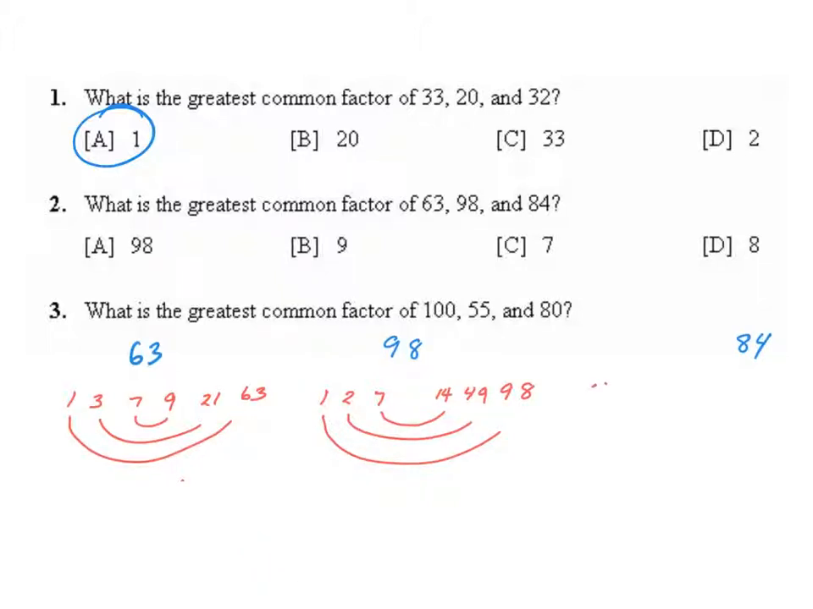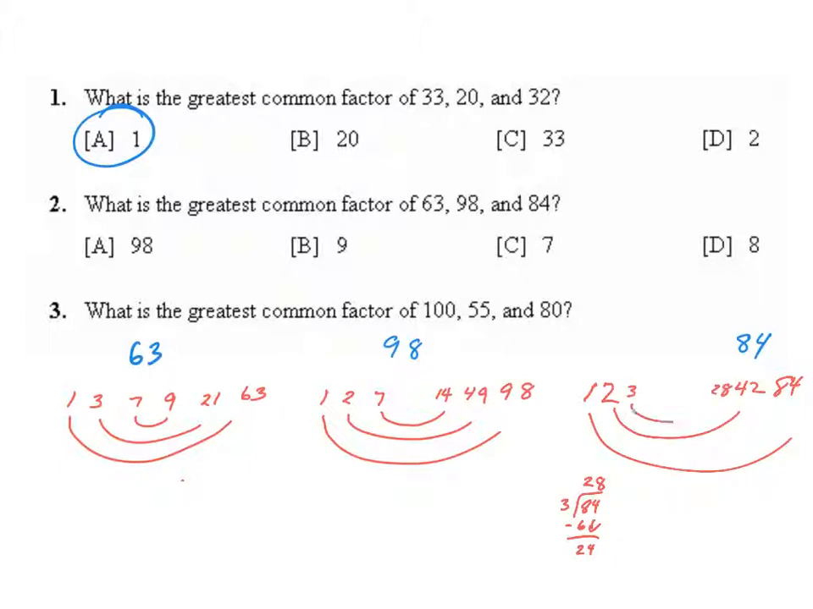84, we have 1 and 84. It is even, so I know 2 goes in, so I have 2 and 42. And I know 3 goes in because I know the divisibility rule for 3 says if the sum of the digits is a multiple of 3, then the entire number is divisible by 3. And 8 plus 4 is 12, which is a multiple of 3. So I can check to figure out how many times 3 goes in to 84. And it looks like it goes in 28 times.